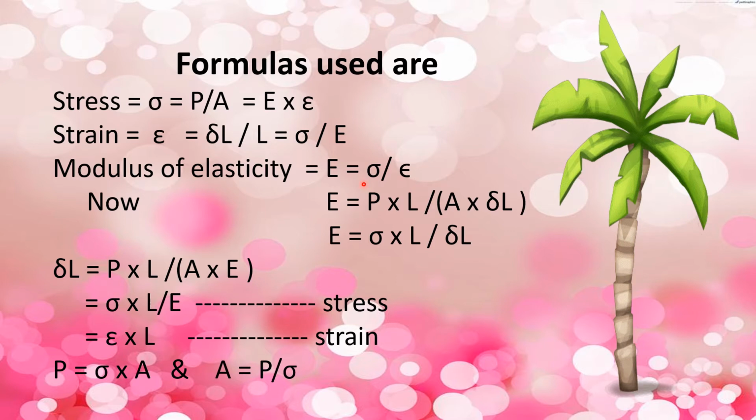If we substitute the values of stress and strain, then E is equal to P into L divided by bracket open A into delta L bracket close, or E is equal to sigma into L divided by delta L. The formula used for delta L is P into L divided by bracket open A into E bracket close, or it is sigma into L divided by E, or it is strain into length. P is equal to sigma into A, and A is equal to P divided by sigma.